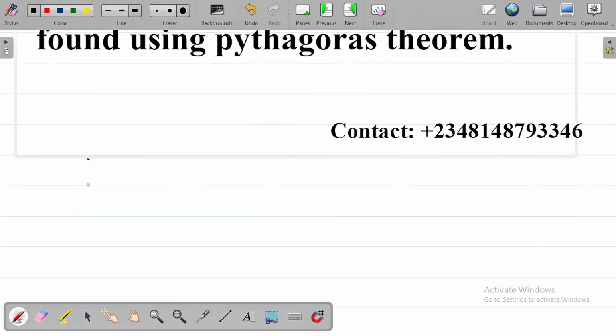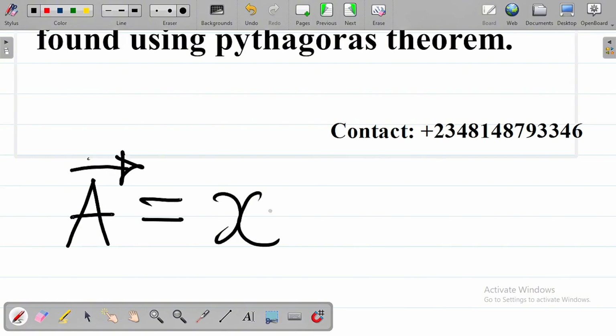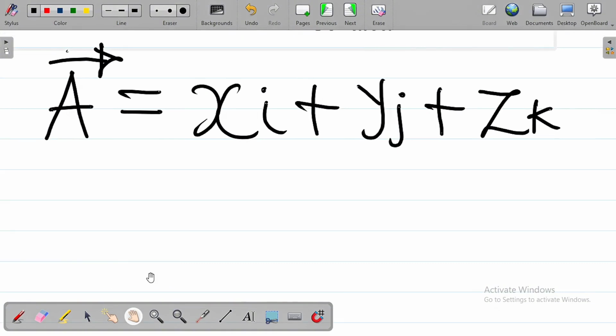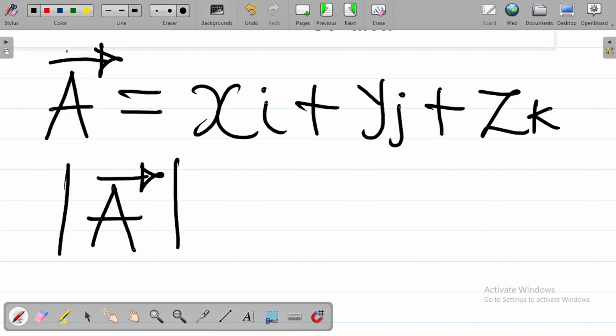All right, so if we have vector A, and vector A is equal to xi plus yj plus zk, and we are asked to find the magnitude of vector A. The magnitude of vector A is denoted as this. So this is the magnitude of vector A.